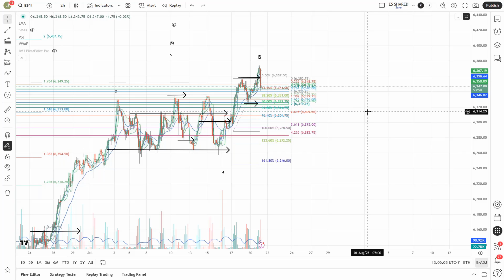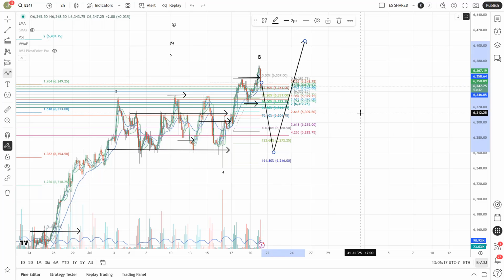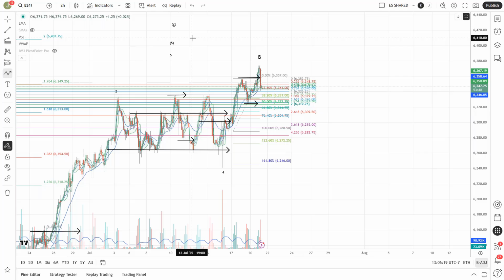And real quick before I jump over to the NASDAQ, looking higher doesn't mean that tomorrow we're going up. It means that overall, I don't think the bull market is done. We can absolutely do this. So looking higher to 6,400 would be my next area of interest in looking for a rejection at volume.